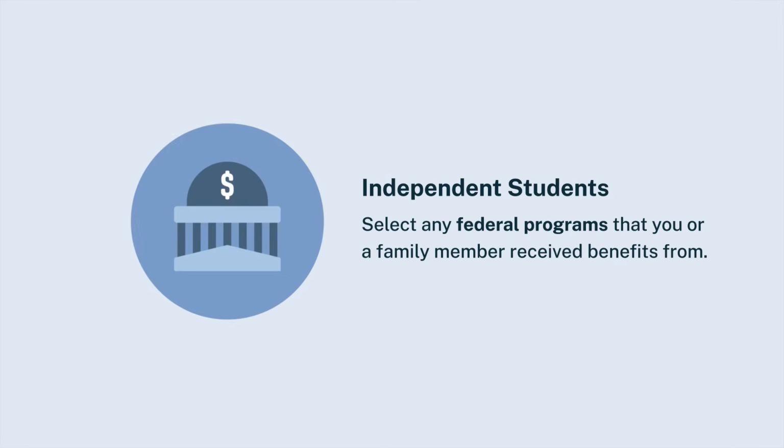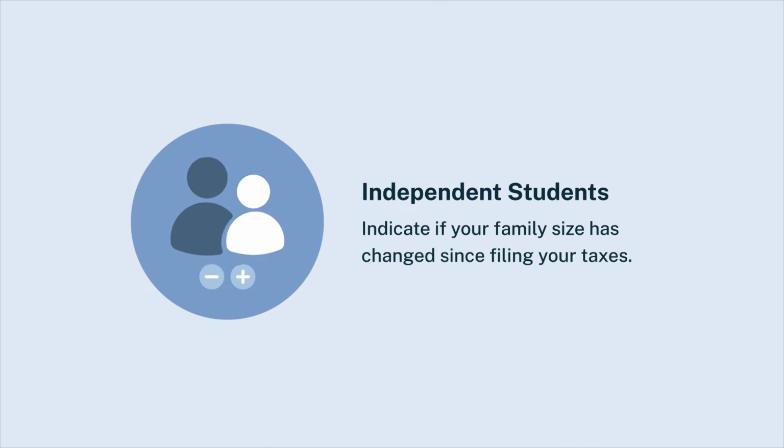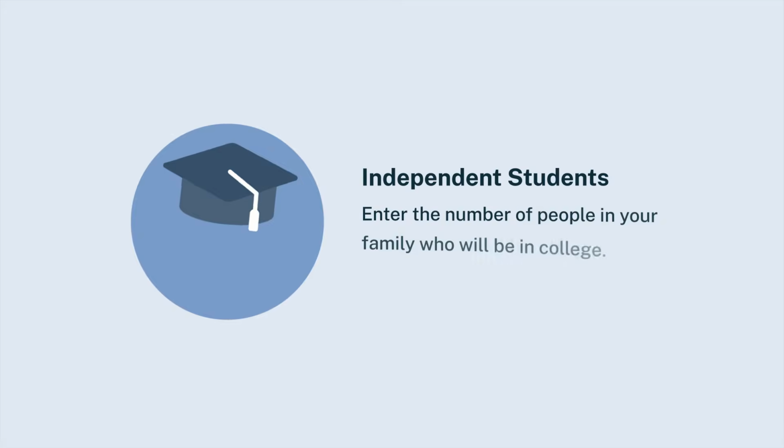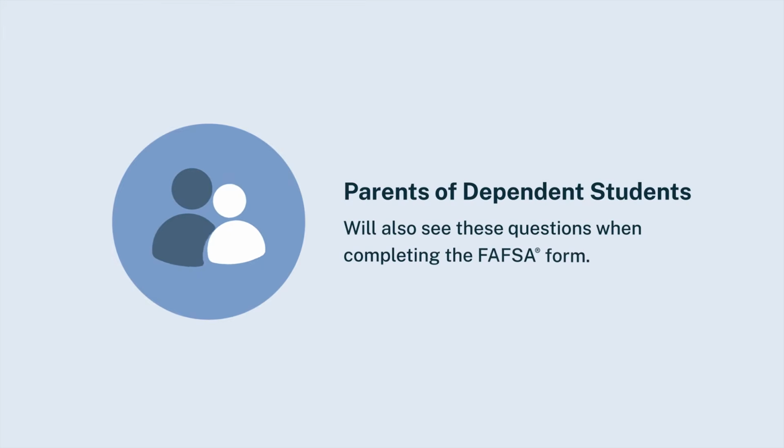For example, you'll need to select any federal programs that you or a family member receive benefits from, indicate if your family size has changed since filing your taxes, and enter the number of people in your family who will be in college during the school year for which you're applying for aid. If you're the parent of a dependent student and participating as a contributor on their form, you will also see these questions when completing the FAFSA form.